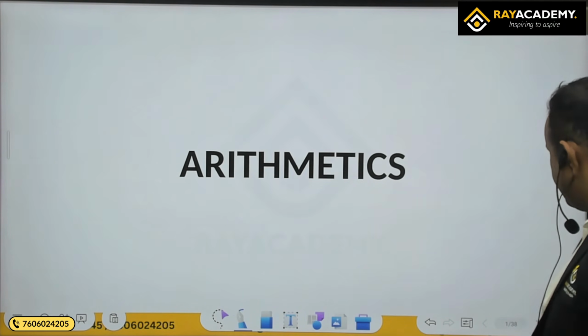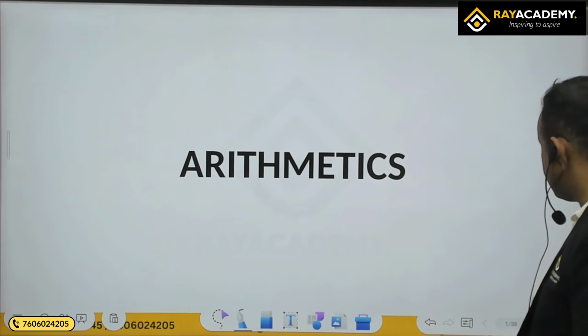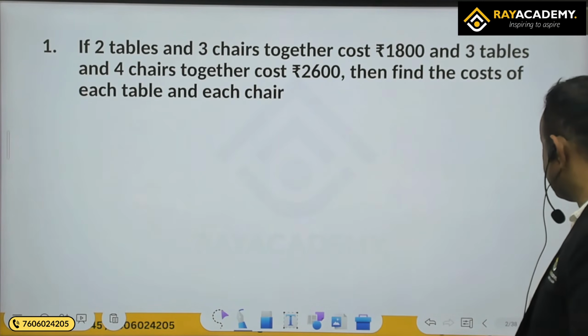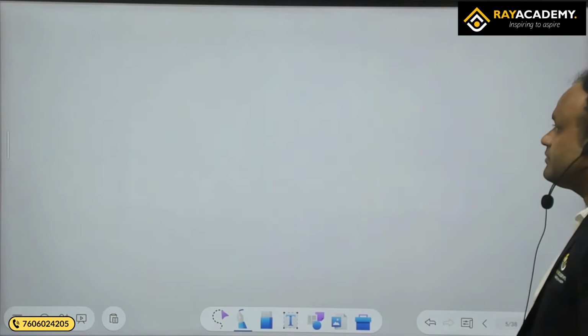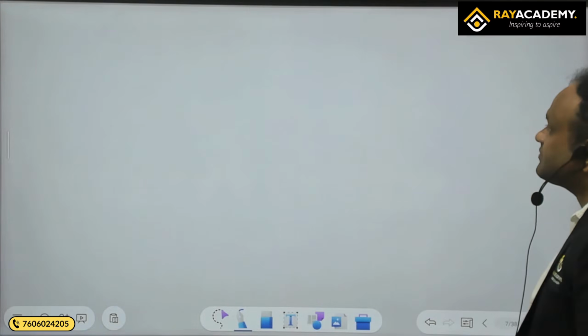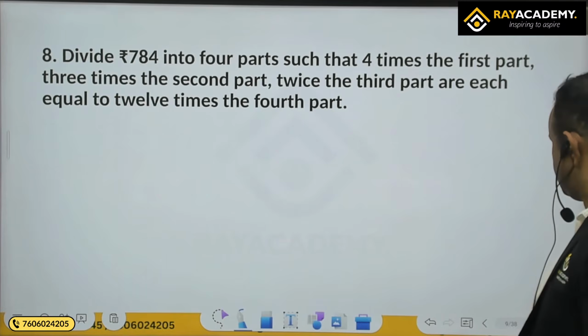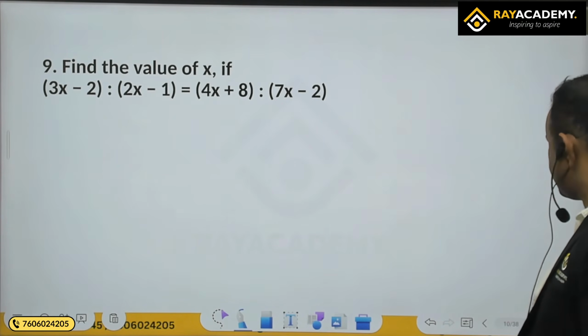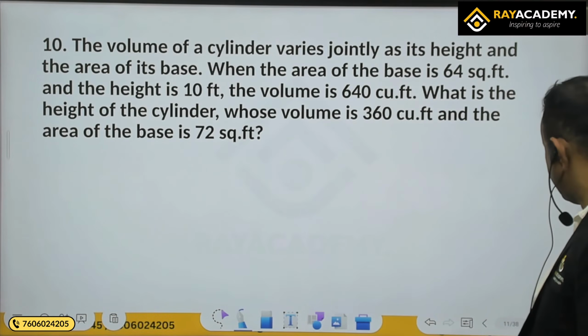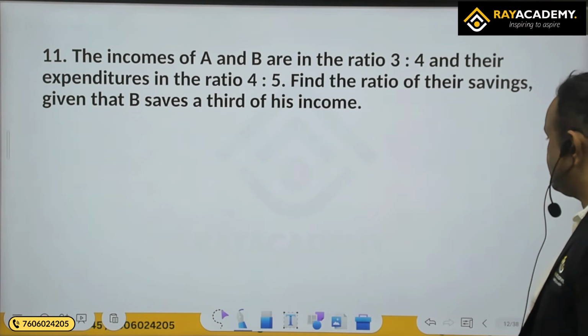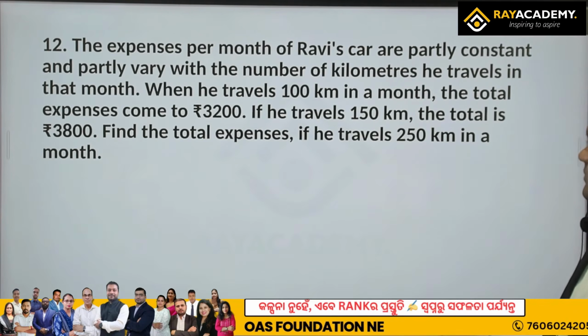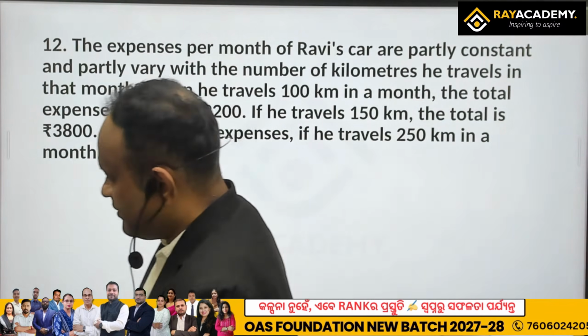Last class we have solved a few of the questions. Other questions we will discuss now. We solved till the 11th, I guess. This is a mix of all the concepts of arithmetic, not any particular chapter. Up to this we have solved. Now, question number 12.